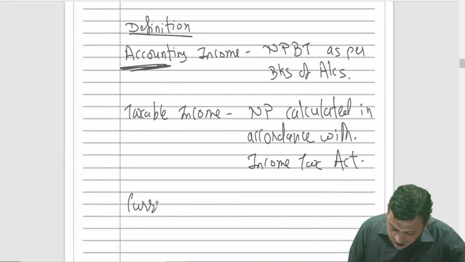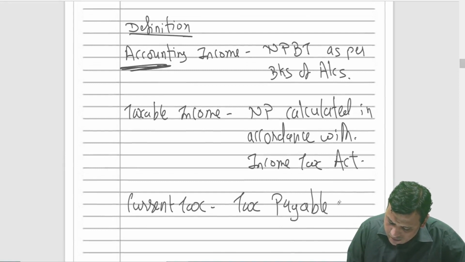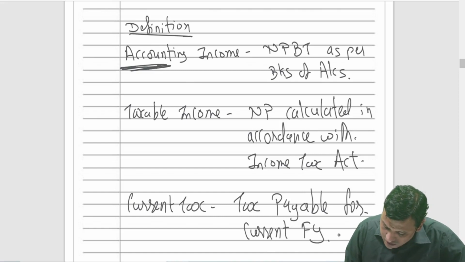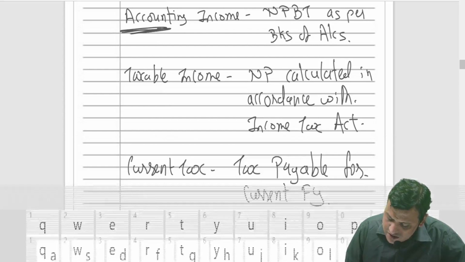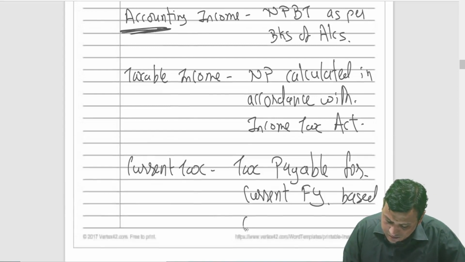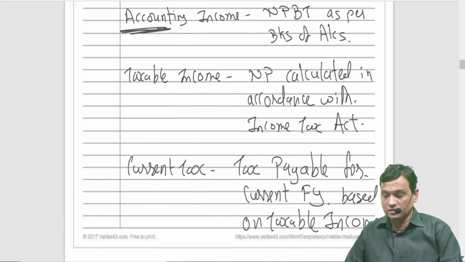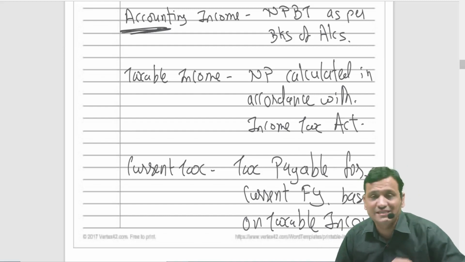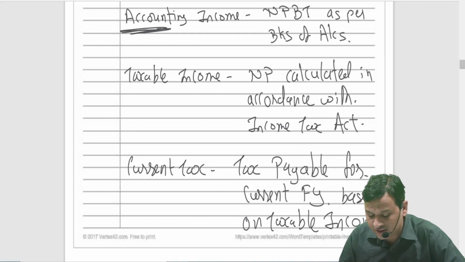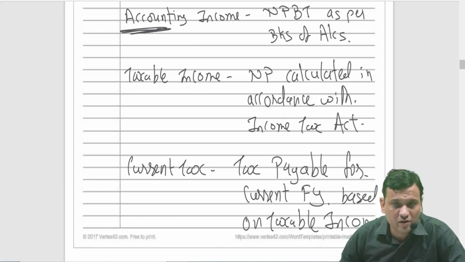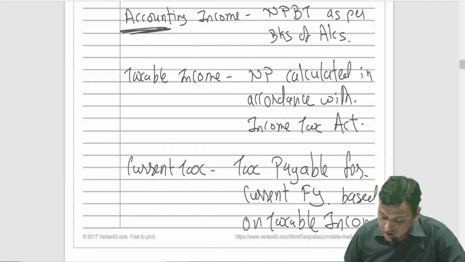Now, there is a third term, that is current tax. Nothing but tax payable for the current year. What is the amount of tax you are supposed to pay for the current financial year? Of course, it is calculated on which income? Based on taxable income. So accounting income is net profit before tax as per books of accounts. Taxable income is net profit calculated in accordance with the Income Tax Act. And current tax is tax payable for the current financial year, based on taxable income.